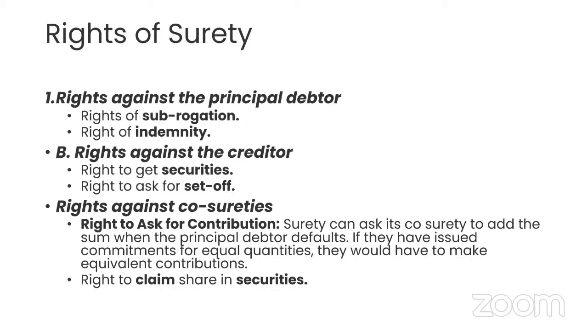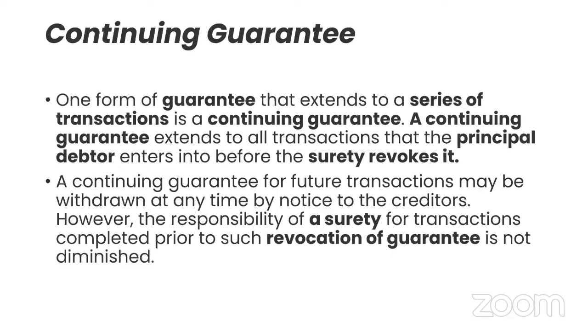Right? Right against co-sureties. When three people have signed as sureties, then every co-surety is equally liable to make the contribution. So X can ask Y and Z, see, we have to pay 10 lakhs to SBI because all three of us have signed as sureties. Now let us distribute the amount equally and all of us will pay. Right? That is the right of the surety.